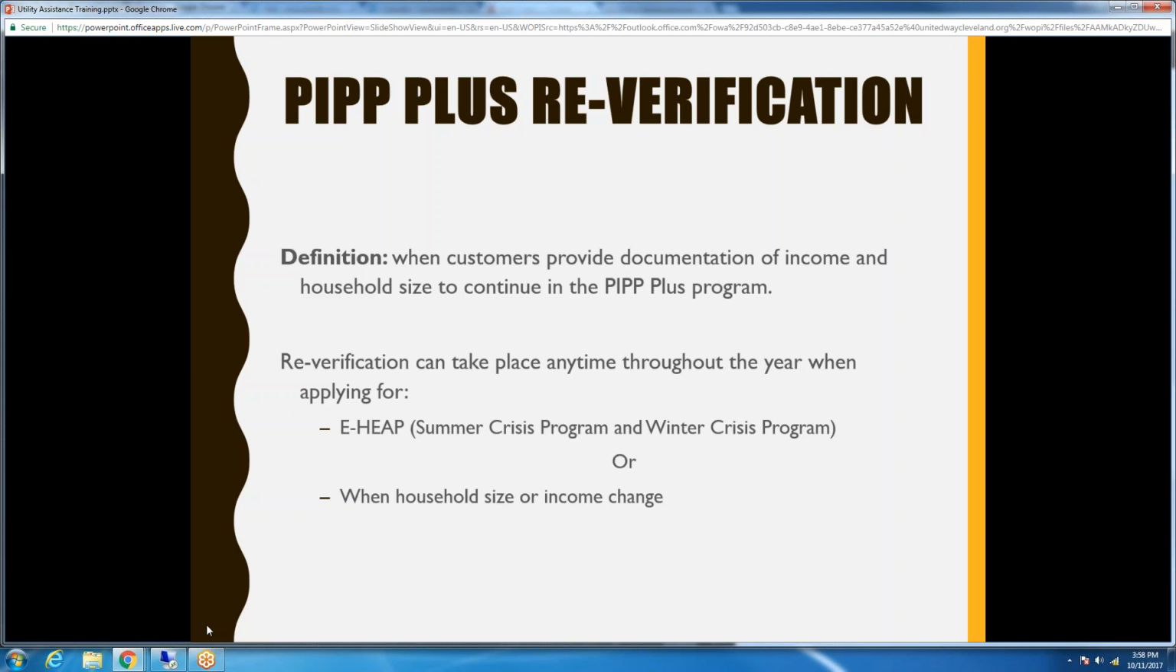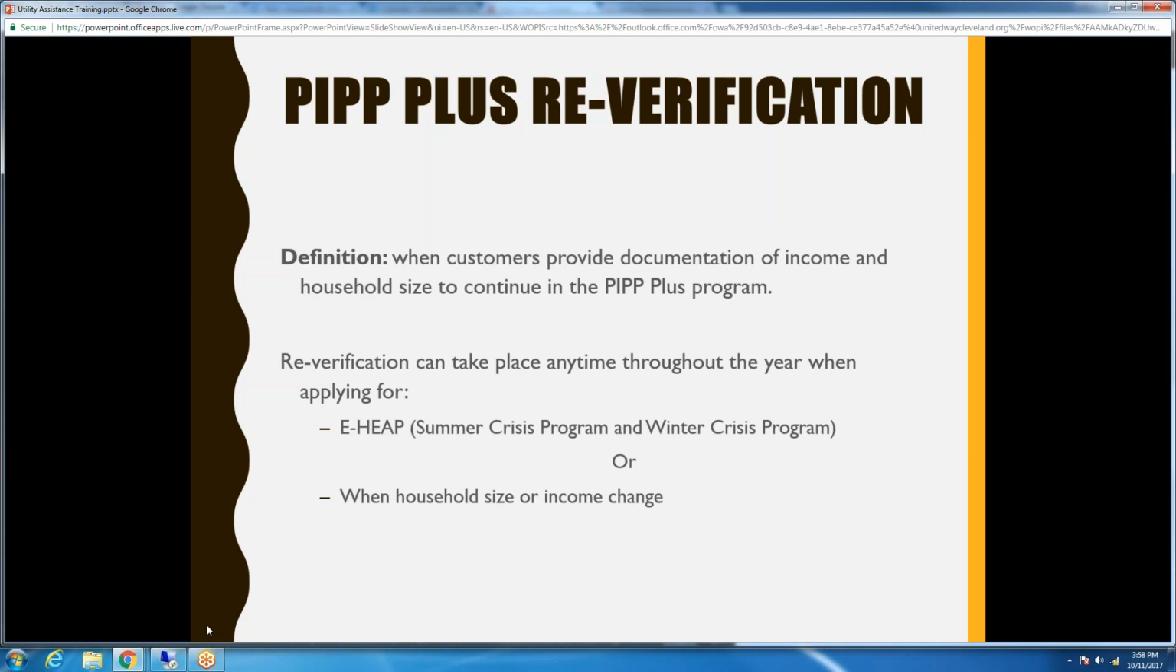It is strongly encouraged that customers postmark their re-verification 12 to 16 weeks prior to the deadline, because the process can take that long for the Ohio Development Services Agency to receive and process the application.